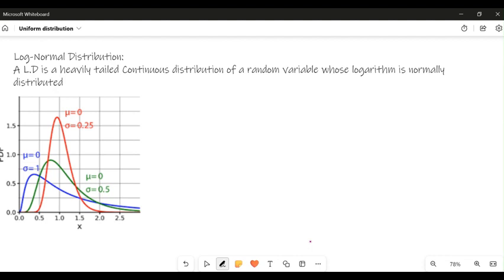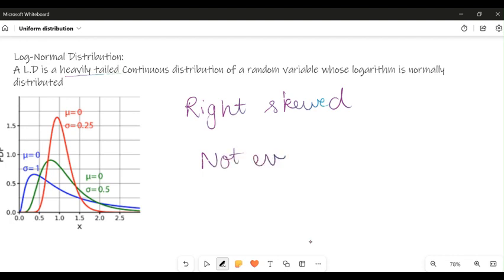Let's get started. A log normal distribution is a heavy-tailed, continuous distribution of a random variable whose logarithm is normally distributed. It's nothing but quite right skewed data; from the plot itself, you will be getting right skewed data. But not every right skewed distribution is normally distributed.